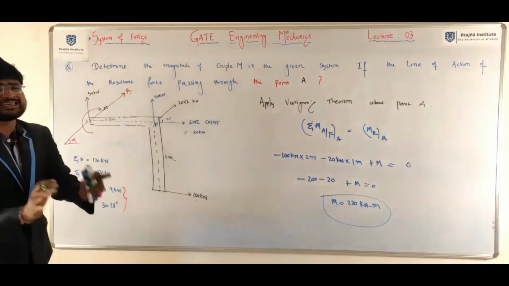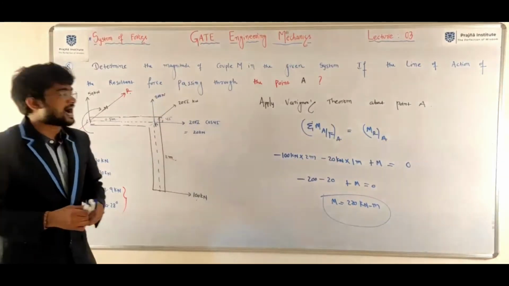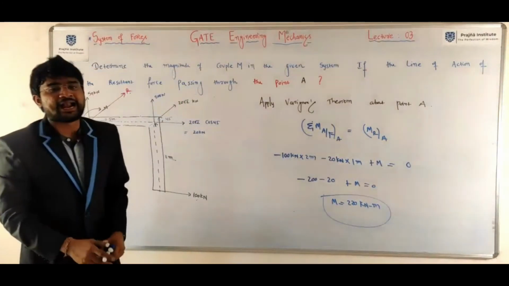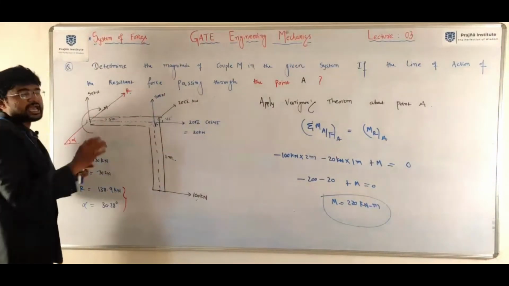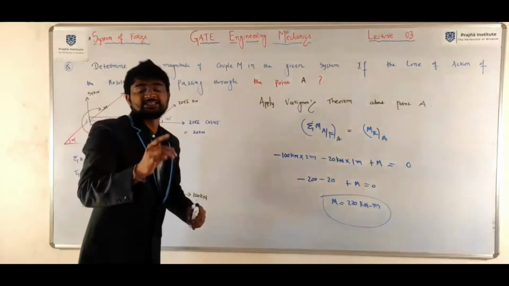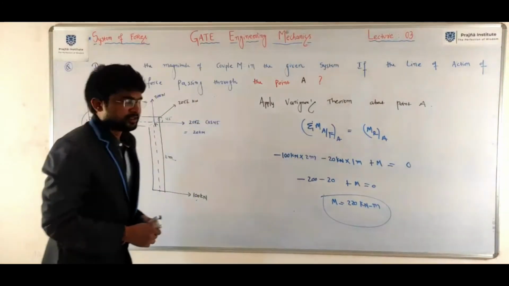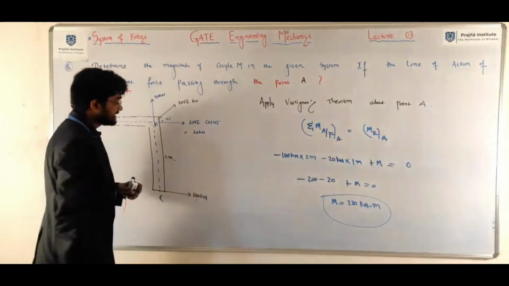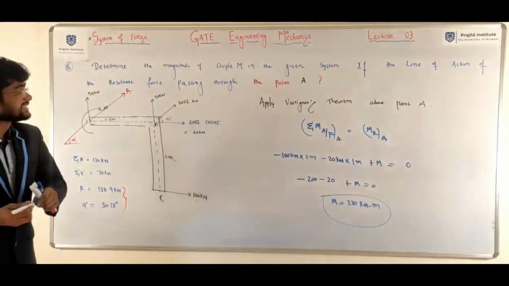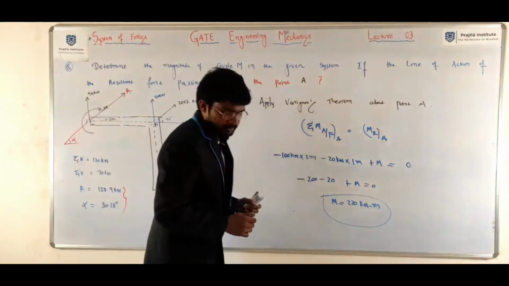This is a small game with the line of action of the resultant force and Varignon's theorem, and one good point, how to apply moment of a force about a point. Okay, it is very, very important. Next, clear now? If the line of action is passing through the point C, in that case, what is the magnitude of the couple M, we need to discuss here.